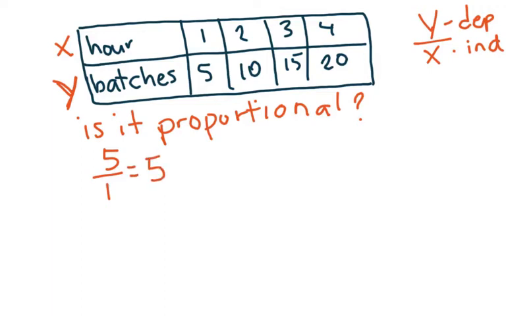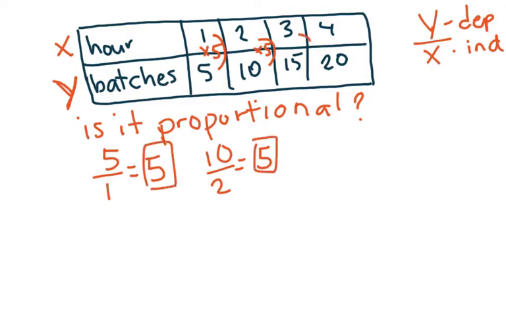And so I've got to double check this. What did I do to the 1 to get to the 5? I multiplied times 5. What did I do to the 2 to get to 10? I multiplied times 5, but just to prove it, 10 over 2 equals 5. And so these two are the same. They're proportional. Let's double check the rest of them.